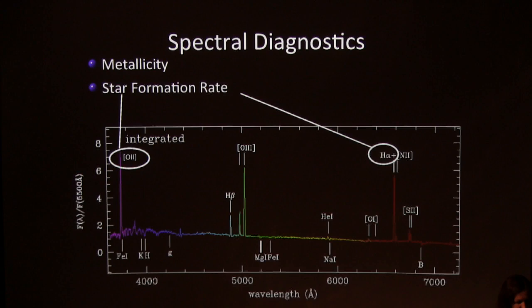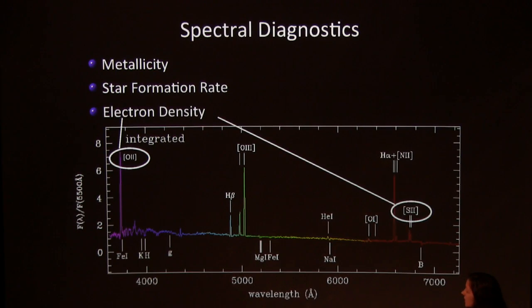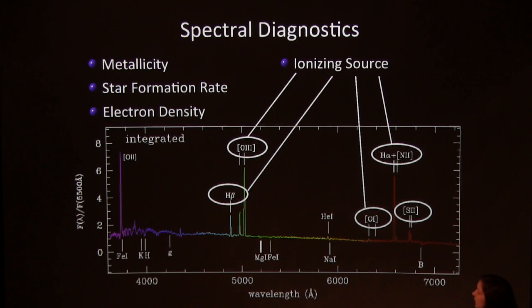We measure the star formation rate, of course, using H alpha and O2, and we can measure the electron density using the sulfur 2 and oxygen 2 lines. We can have a look at the ionizing source, a power source within galaxies, using various emission lines that are sensitive to the hardness of the EUV radiation field.